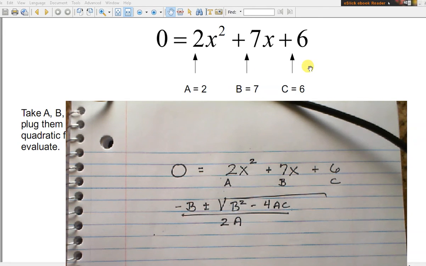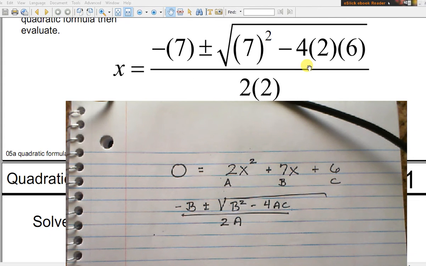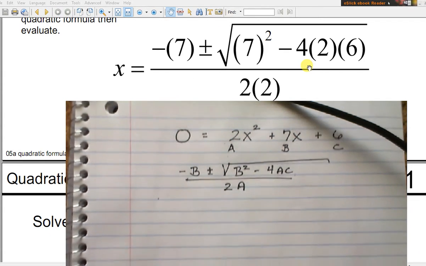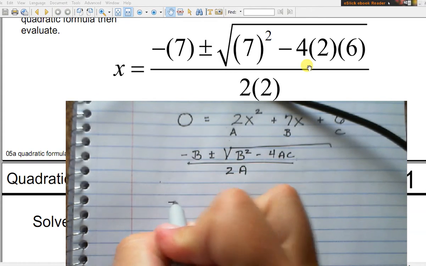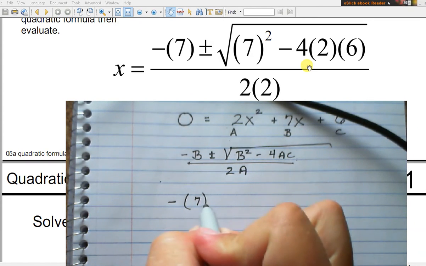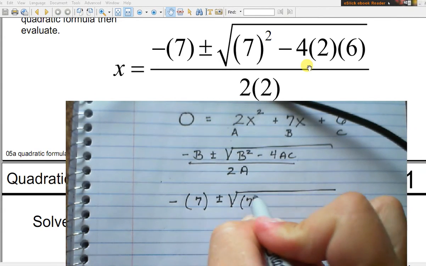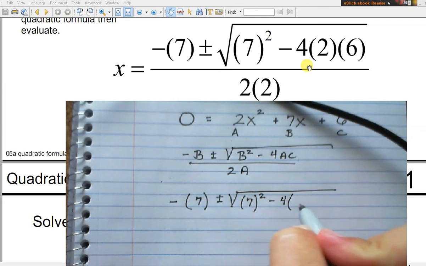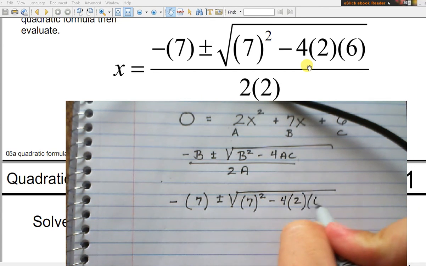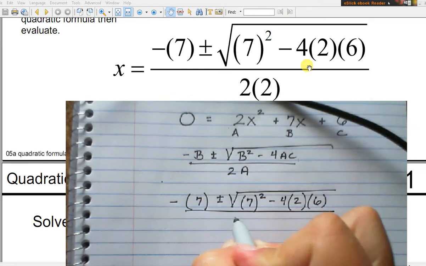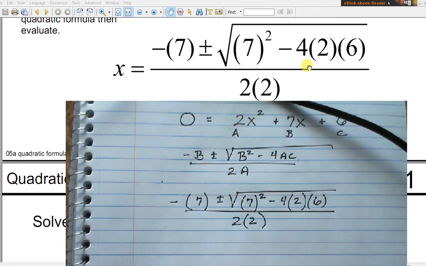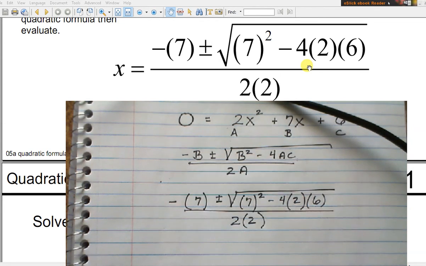So we're going to plug in the a, the b, and the c. There it is, all plugged in. Negative b, which is 7, plus or minus the square root of b, which is 7, squared minus 4 times a times c all over 2a. Negative 7 plus or minus the square root of 7 squared minus 4 times 2 times 6 all over 2 times 2. Now we'll start simplifying this thing down.